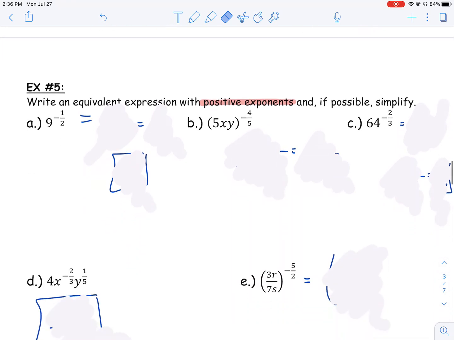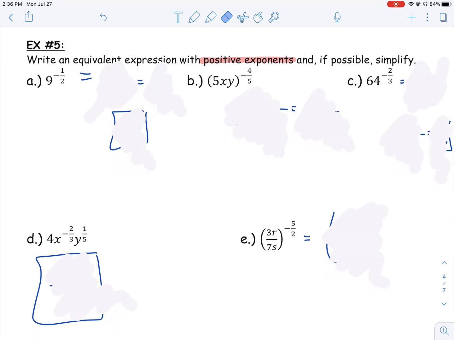Let's do some examples. If you look at example number 5, it asks us to write an equivalent expression with positive exponents and then simplify if possible. You notice in A that I have 9 to the negative 1/2 power. It doesn't really make much sense. I can't convert it to radicals because I have a negative in the front there. And I don't know what 9 to the negative 1/2 power is until it's positive. So let's make it positive by dropping it down. I have 1 over 9 to the 1/2 power. Then I might have to convert it a little bit because I'm still not sure what 9 to the 1/2 power is until I convert it into radical notation.